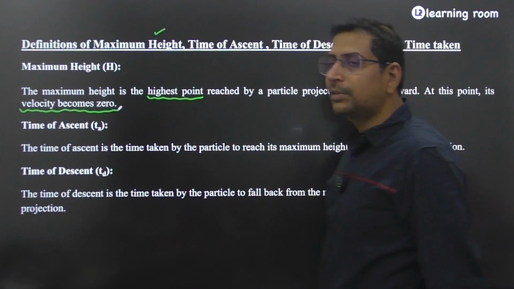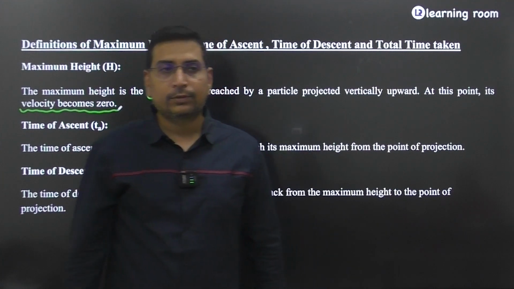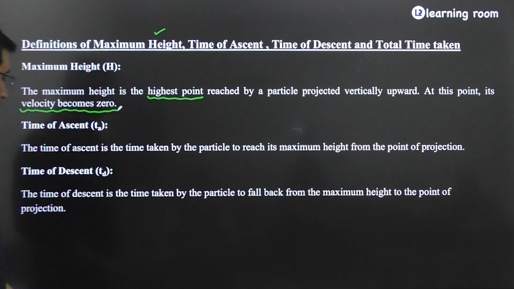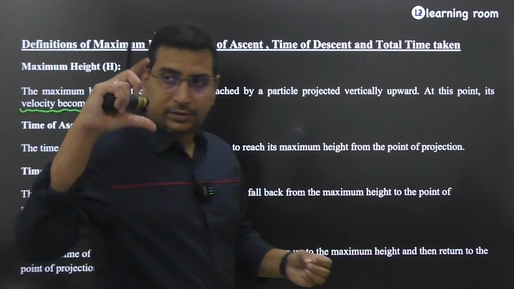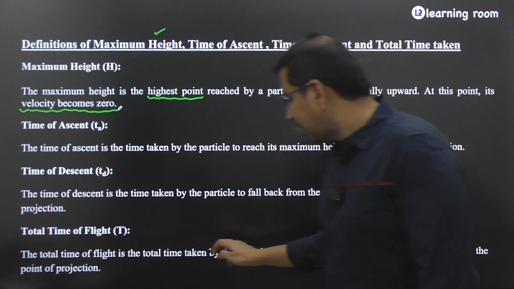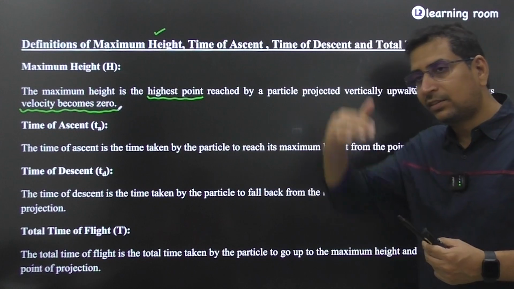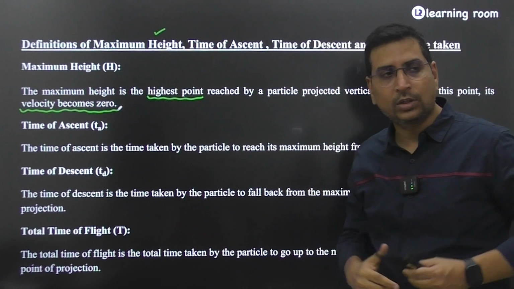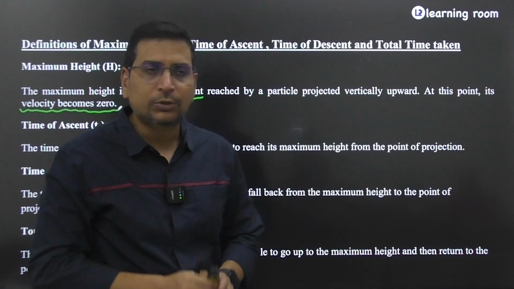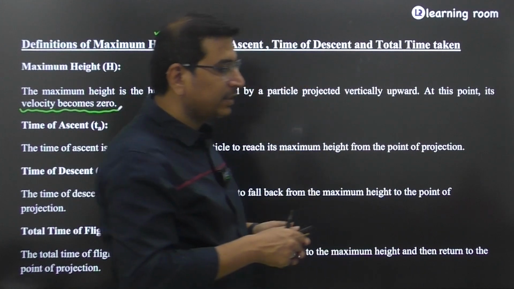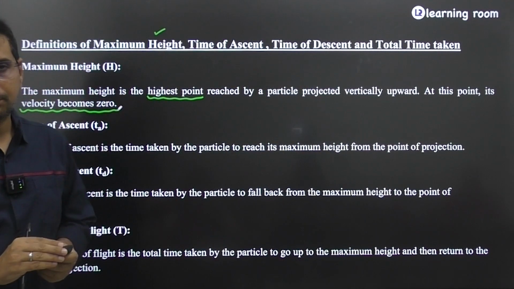And the last term that we are going to see is called time of flight. That is also a logically understood term. So what do you mean by time of flight? The total time of flight is nothing but the time of ascent plus the time of descent. So the total time of flight is the total time taken by the particle to go to the maximum height and come back to the point of projection. So time of ascent plus time of descent is the total time of flight. So these are the basic definitions. After understanding the definitions, let's see the derivation.